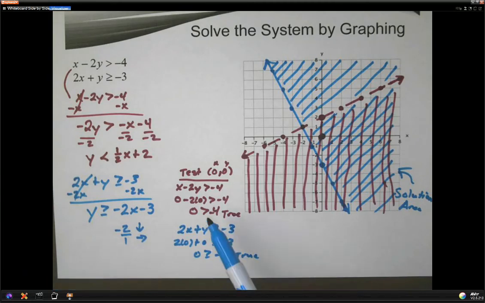If it only makes it true for one and not the other, then you did something wrong. Okay, then your solution area is incorrect. So either double check your work to make sure you did all your work right. And if all the work's right, then maybe you shaded incorrectly. So you have to double check that. All right, so let's go ahead and try one of those on your own.